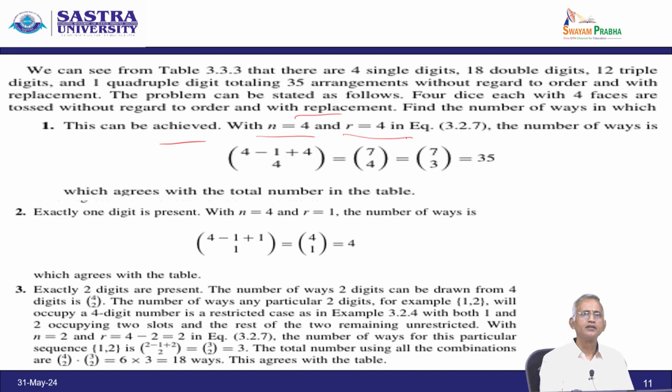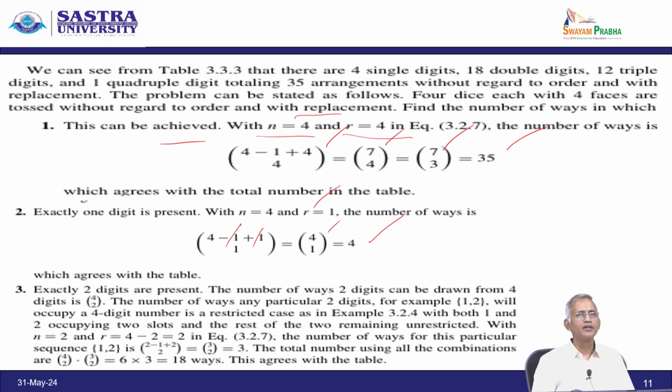in the equation. So, the number of ways is (4 minus 1 plus 4) C 4, equal to 7C4. 7C4 is nothing but 7C(7 minus 4), which is 7C3, equal to 35, which agrees with the total number in the table. Now, for exactly one digit present, with n equal to 4 and r equal to 1, the number of ways is (4 minus 1 plus 1) C 1, equal to 4C1. 4C1 is 4, which agrees with the table.